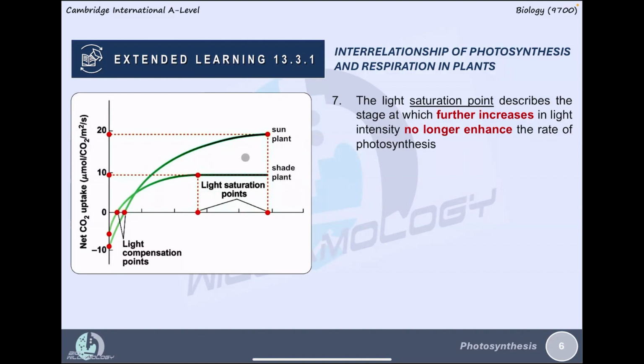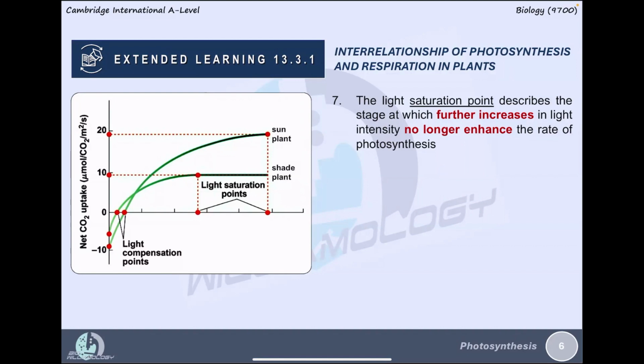From the graph, you can see that there is another parameter or measurement, which is known as the light saturation point. And this is particularly important because the light saturation point describes the stage at which any further increases in light intensity no longer enhance the rates of photosynthesis. And this is very, very important.